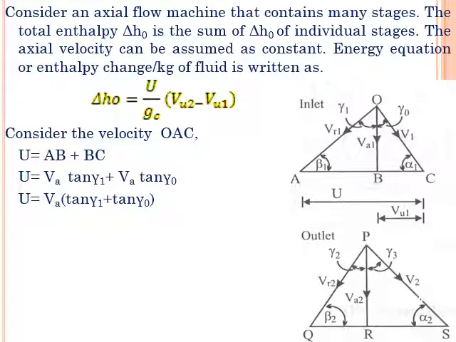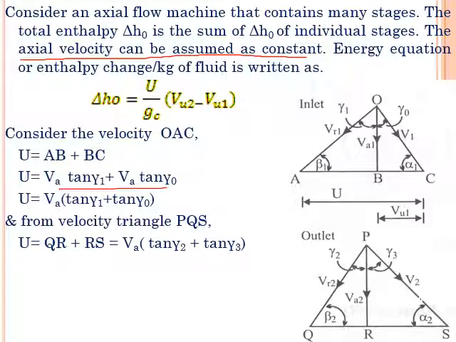Here they specifically mentioned that the axial velocity can be assumed as a constant, correct? The axial velocity can be assumed as a constant. For that reason V of A is common in this expression. You have to take it outside. Now the remaining terms are tan gamma 1 plus tan gamma naught.